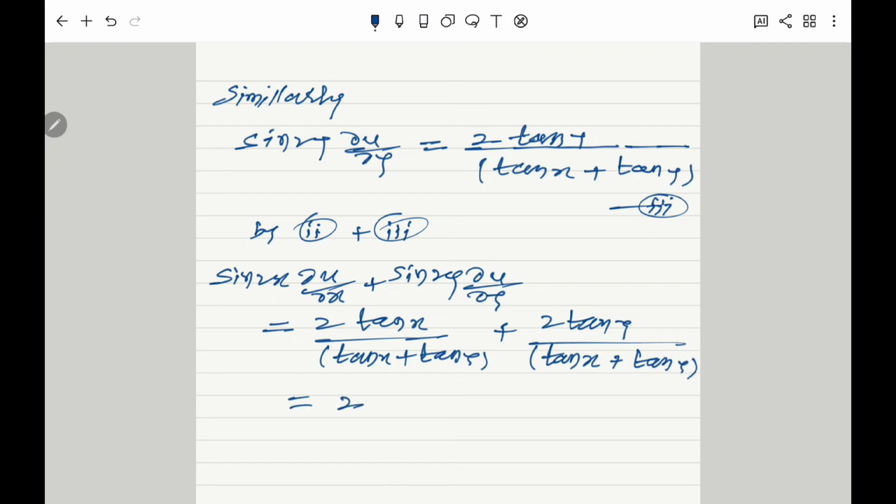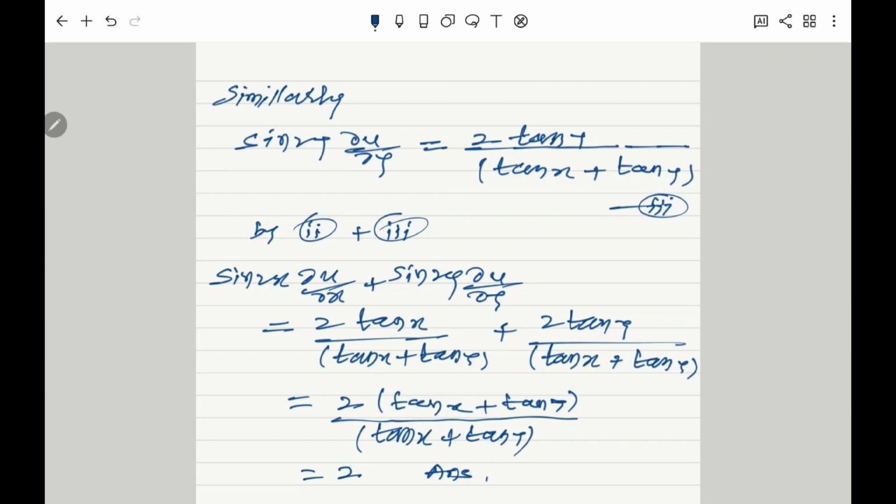It is equal to 2 times, LCM is tan x plus tan y. Taking 2 common from the numerator, the remaining terms are tan x plus tan y. They get cancelled and we get the required result. The value is 2. Hence proved. One more I will discuss in my next video.